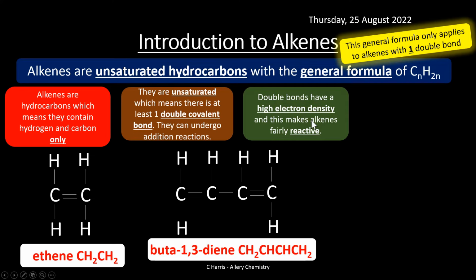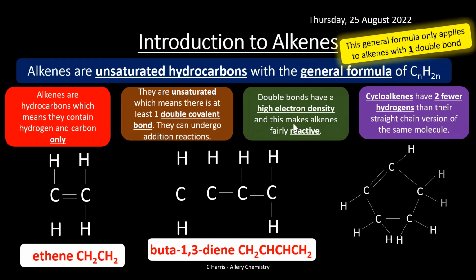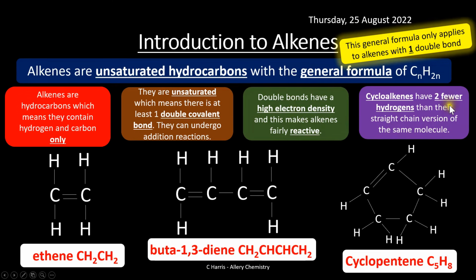So with alkanes, to get them to react, you only need UV light. You need to create very reactive radicals. With alkenes, you don't need to go to that level of extreme reaction. Cycloalkenes have two fewer hydrogens than their straight chain versions. So these are straight chain versions here. Obviously, you've basically taken 2 hydrogens away. So this one is called cyclopentene as an example. So very similar to what you had with cycloalkanes.